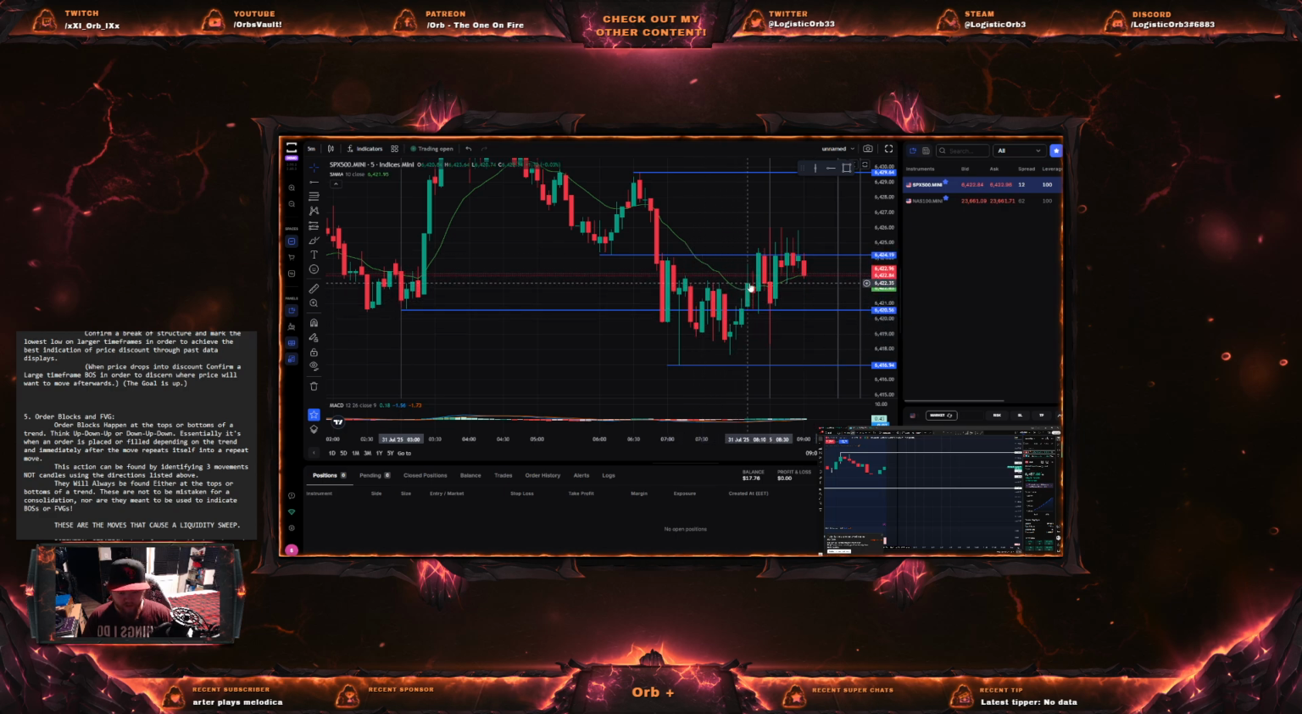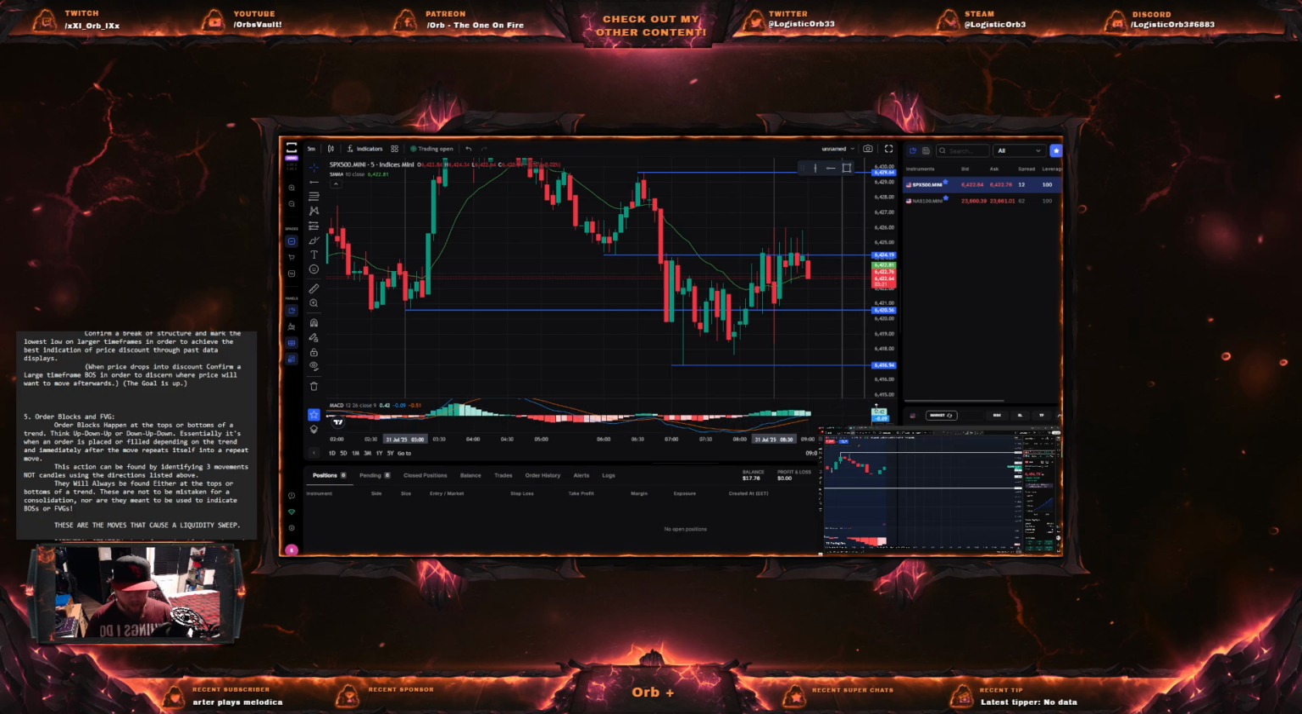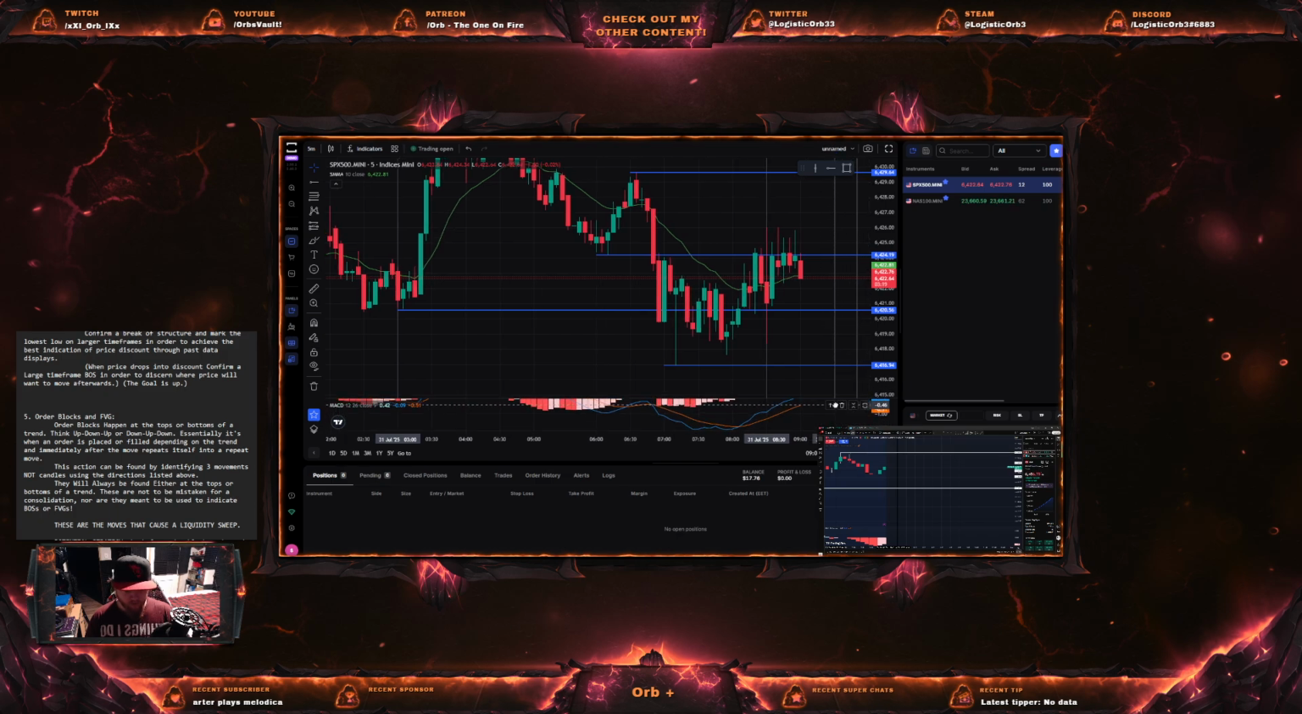Because we broke structure off this high here. Respect, move up. Cool, down, no closure below low, candle move down. Let's just take a look at this right here. We are pre-market at the moment. I think we are going to be looking at a shift down here soon.